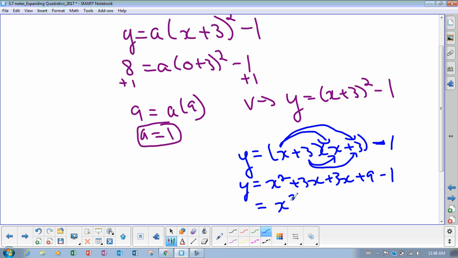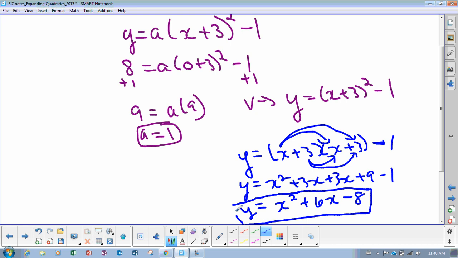Then I have some like terms. So x squared plus 6x, and then positive 9 take away 1 is negative 8. So now I have the standard form of my parabola. In this unit, we can always get standard form as long as we have factored or vertex. And we'll spend another lesson on that where we just practice. I throw a bunch of questions at you and you come up with the specified form. So again, hopefully this makes sense. If not, come see me.